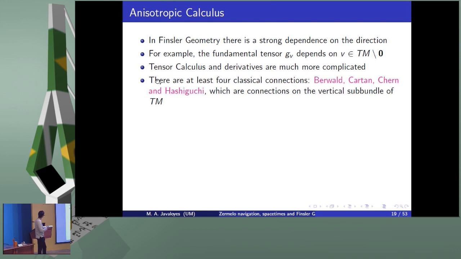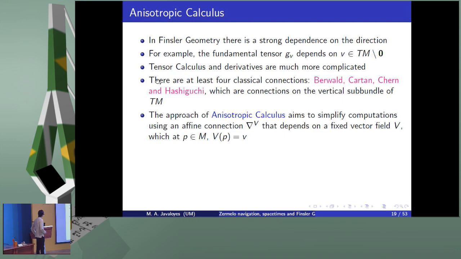There are the well-known Cartan, Chern and Hashiguchi connections, which are not affine connections, but are connections in the vertical subbundle of TM, which is a fiber bundle. So, trying to simplify the computations, I introduced the anisotropic calculus, which basically uses an affine connection, a family of affine connections, in order to make all the computations.